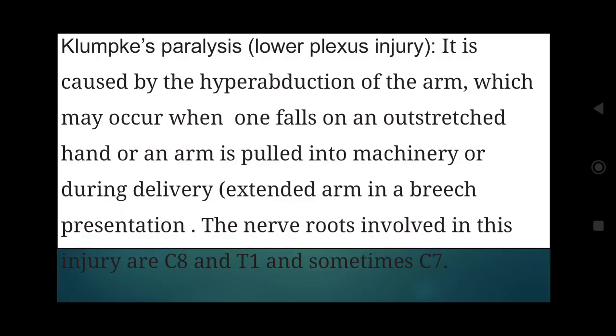Then Klumpke's paralysis, that is called lower trunk injury, is called Klumpke's paralysis. It is caused by hyperabduction of the arm. This one we have discussed earlier. Because of the breech presentation, as the doctor pulled the baby outside in order to bring the baby out safely, in that attempt the lower trunk of the brachial plexus of the baby has been damaged.